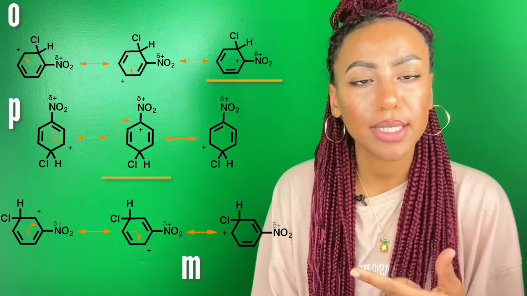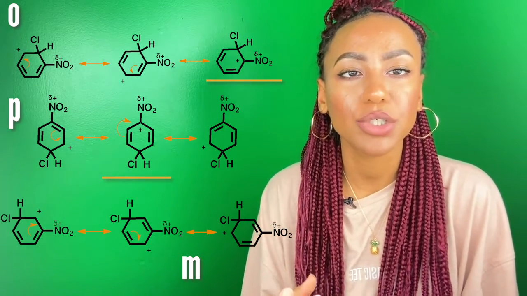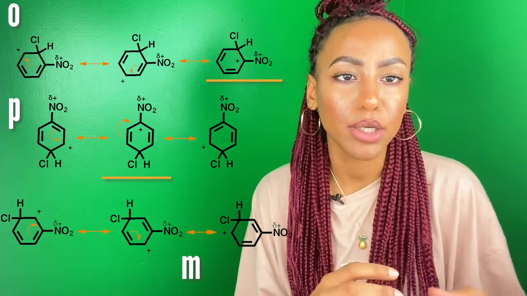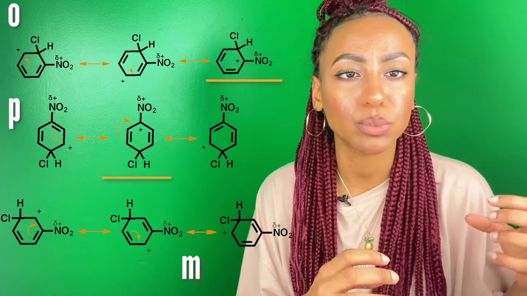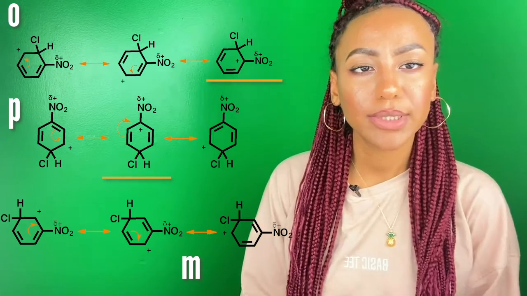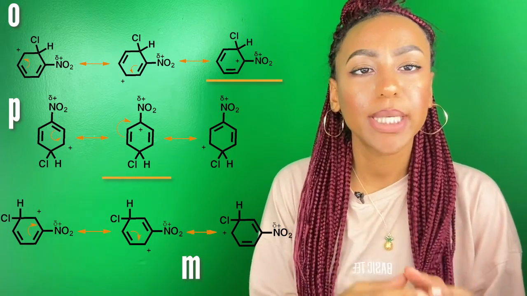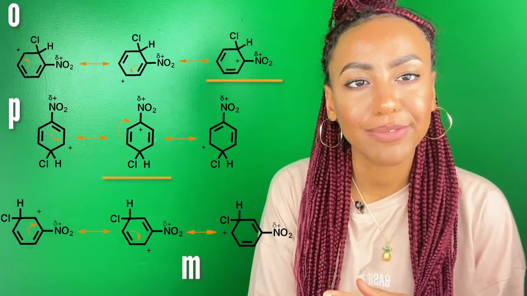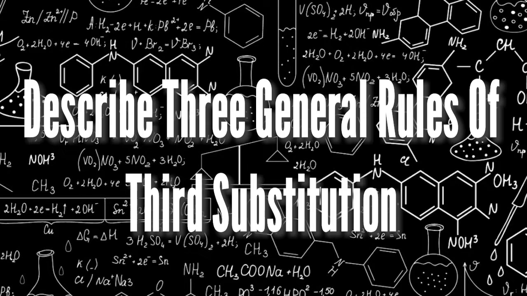Now you can see here that with meta substitution, that positive charge never ends up adjacent to that M directing group that has the positive or partial positive charge. So once again, M directors deactivate all positions on the ring, but it just deactivates the meta position the least. 42. Describe 3 general rules of the third substitution of benzene.